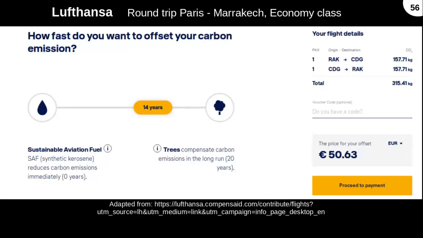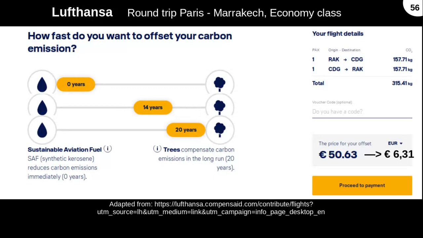But very interestingly, it also offers you to choose what you want between a slow compensation, planting trees, which costs less, and a rapid compensation made of sustainable aviation fuels, which costs more, about the same amount as the fictive taxation hypothesis I developed on slide 47. If you read information on these fuels, you'll see they are slightly different from those mentioned on slide 44.